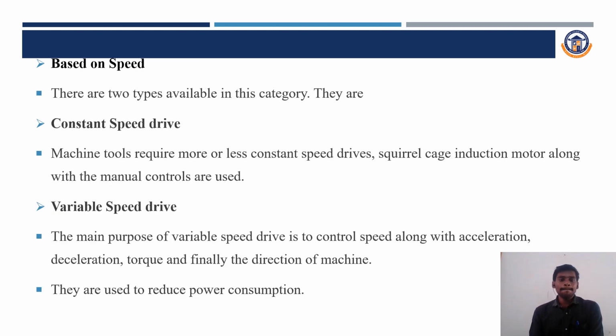Next one is based on the speed. There are two types available in this category: constant speed drive and variable speed drive. For a constant speed drive, machine tools require more or less constant speed. Squirrel cage induction motors along with manual controls are used. The main purpose of a variable speed drive is to control speed along with the acceleration, deceleration, torque, and finally the direction of the machine. They are used to reduce power consumption.